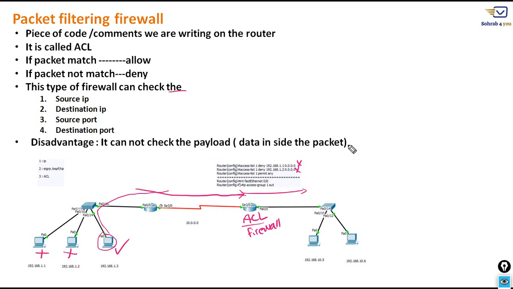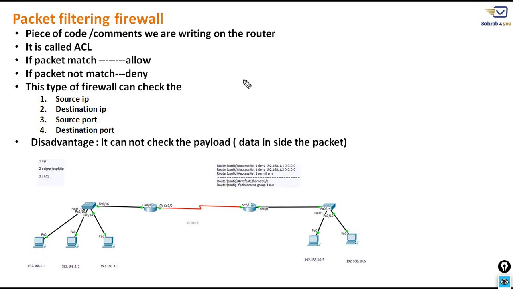I'm talking about this later. So now you understand. A packet filtering firewall is also called an access list. It is just a piece of command lines which you write on the router, saying which IP address or network should be allowed, or which IP address and network should not be allowed. This type of firewall checks the source IP address, destination IP address, source port number, and destination port number. The disadvantage is that it cannot check the payload, which is the main data. But the others it can check.